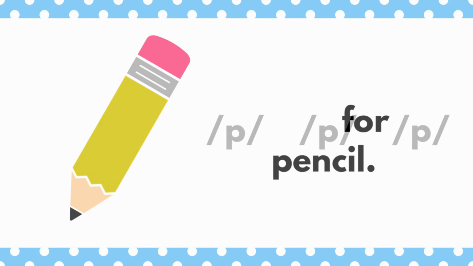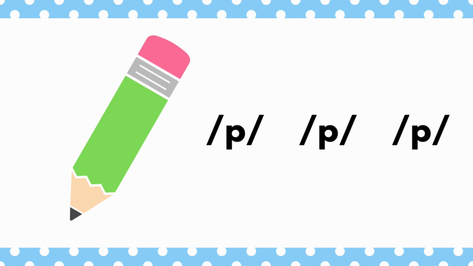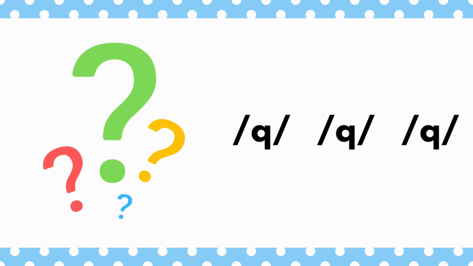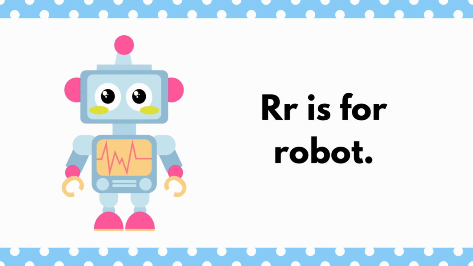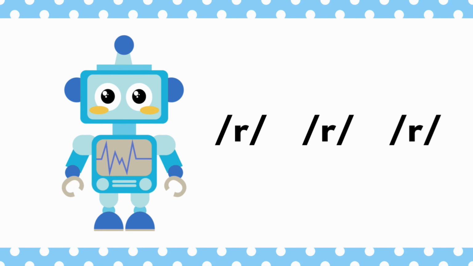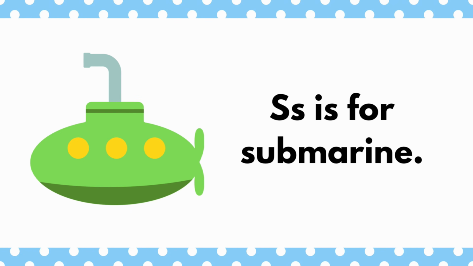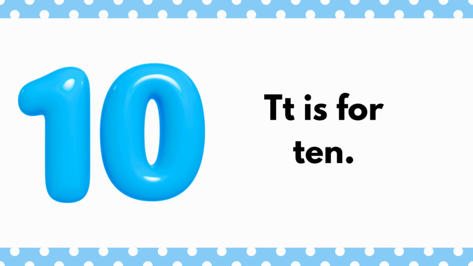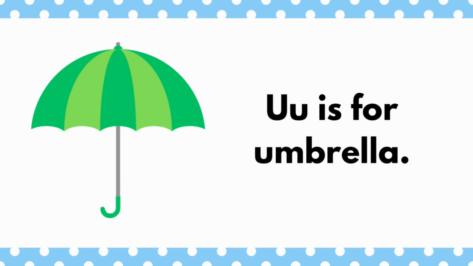P is for pencil. P, P, P. Q is for question. Q, Q, Q. R is for robot. S is for submarine. S, S, S. T is for ten. T, T, T.